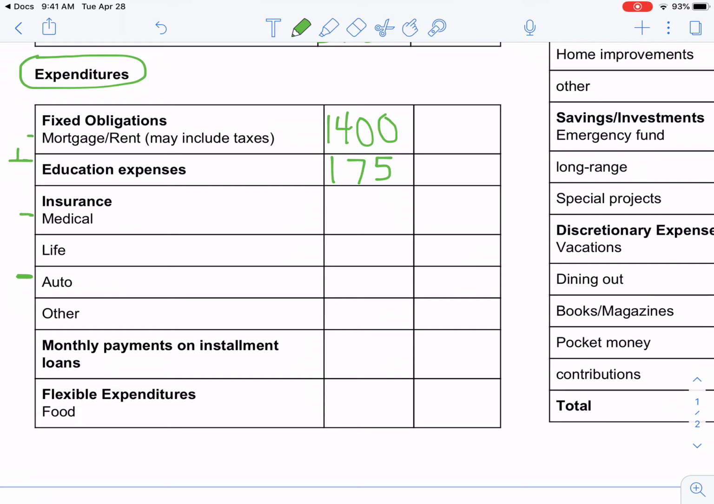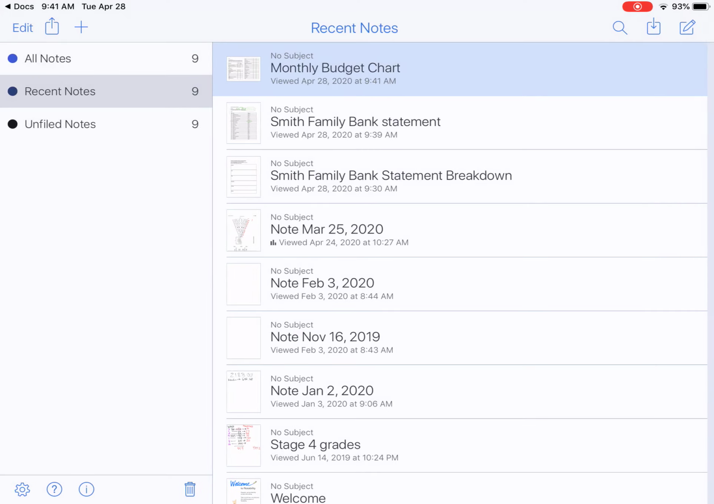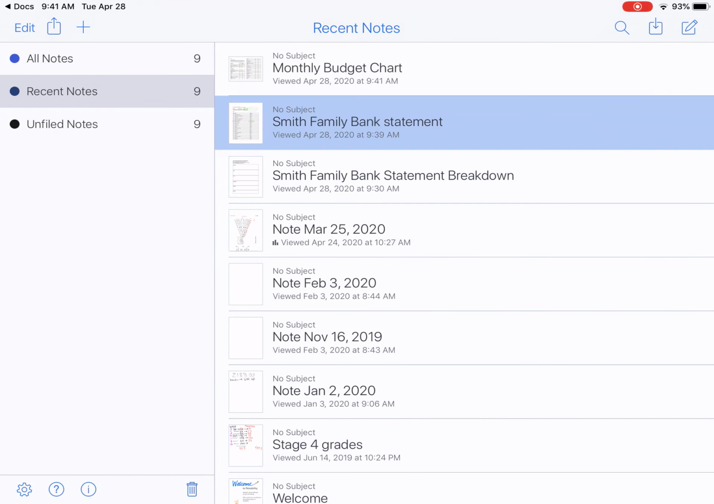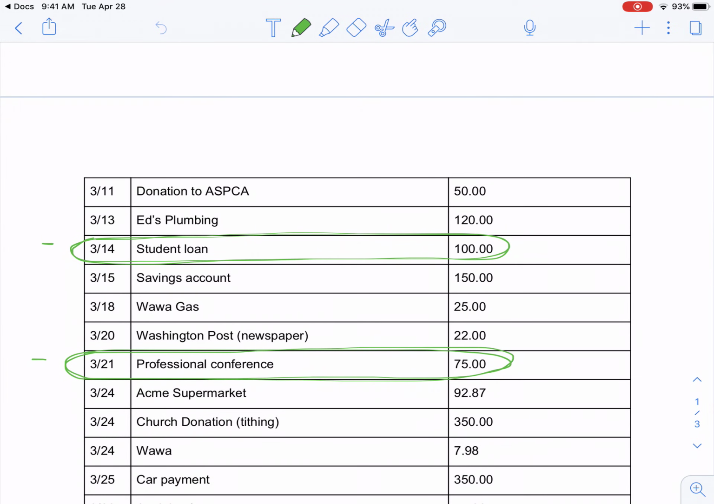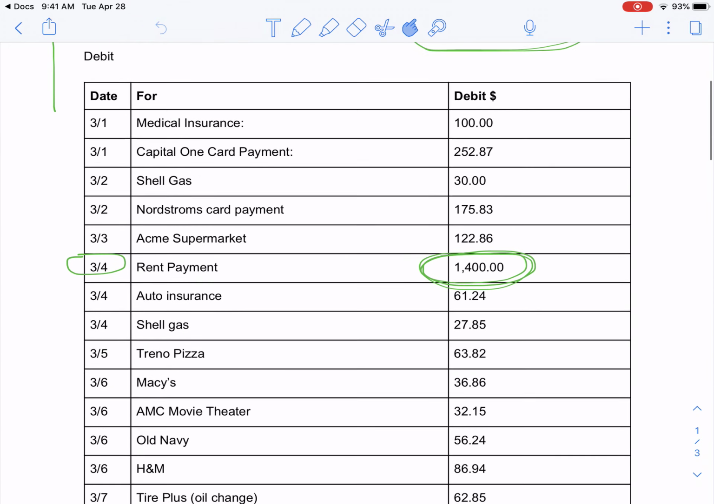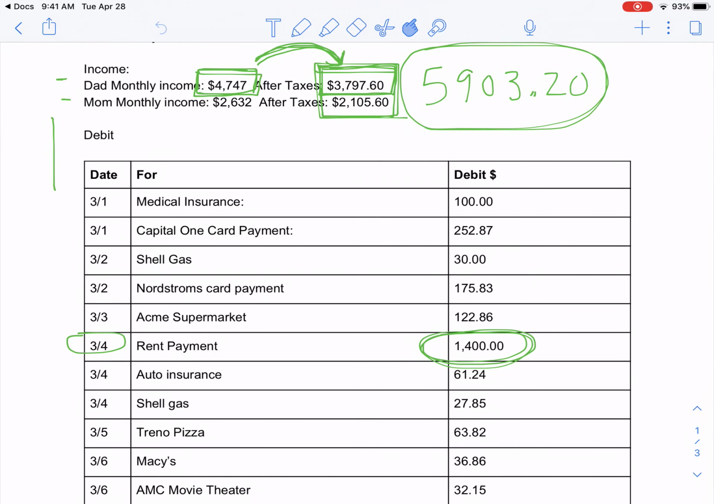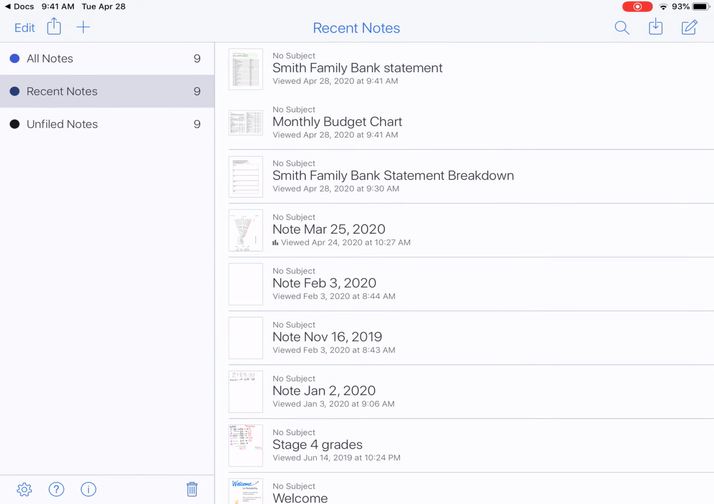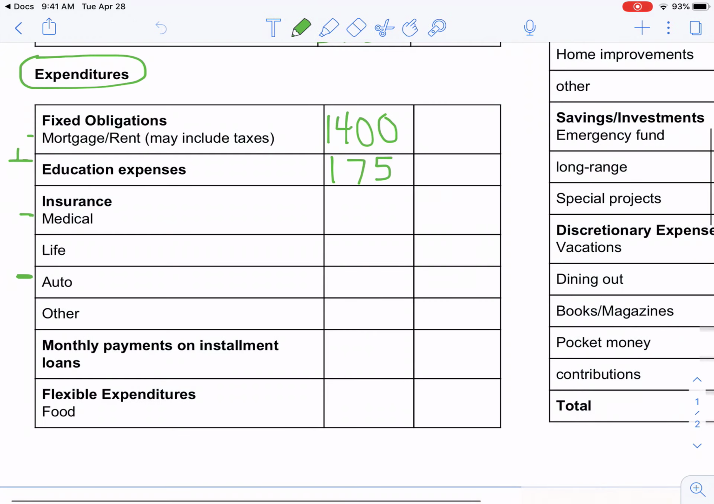So if we look back at our chart, the very first thing is medical insurance, and they pay $100 a month for their medical insurance. So we're going to put that over in our budget, $100 for medical insurance.